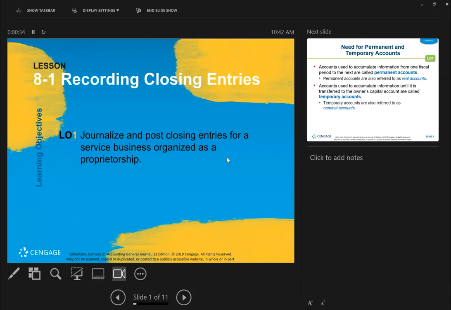So the idea here is, well, this topic is called recording closing entries. So basically at the end of every month, what do you do as a business? You pay your bills, right? Make sure all the money's moved to where it needs to be moved and look at what you have left over. That's essentially the process that we're going to be doing here.